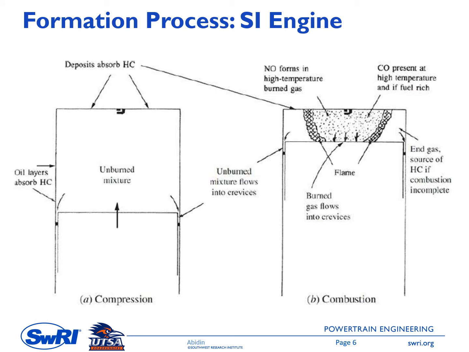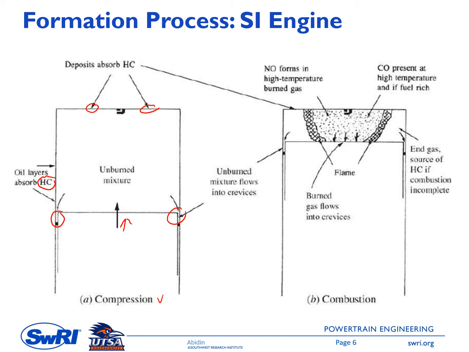This picture is showing the schematic of pollutant formation process in the spark ignition engine. The picture on the left is showing the process during the compression stroke. So the piston moves up toward TDC, and then there will be unburned fuel flowing into the crevice. And then during this period, the oil layer on the liner will absorb hydrocarbon, which is the fuel. There will also be hydrocarbon absorption by a deposit that is attached to the cylinder head.